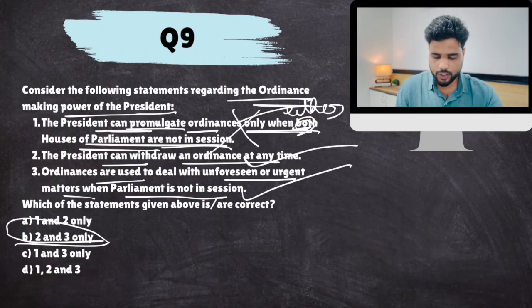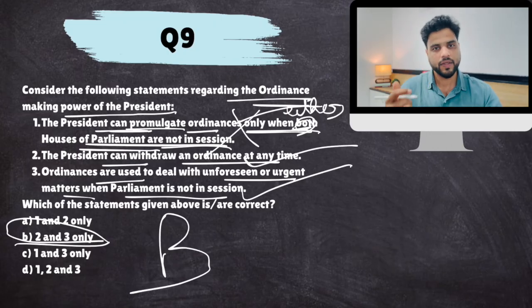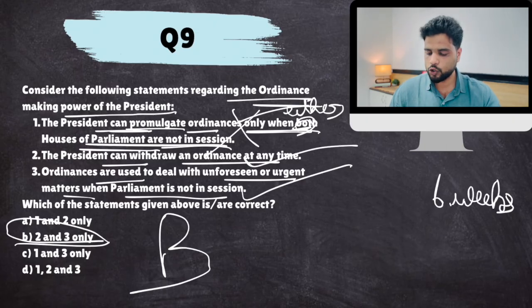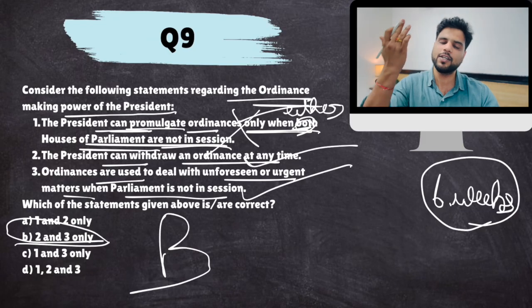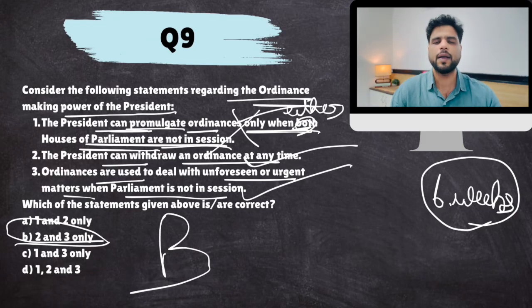So the answer is 2 and 3. Clear? Next. And by the way, as soon as the houses get back in session, then within 6 weeks, that ordinance has to be approved by the houses, otherwise it collapses. This is also, I mean, you are familiar with this, right? Next.